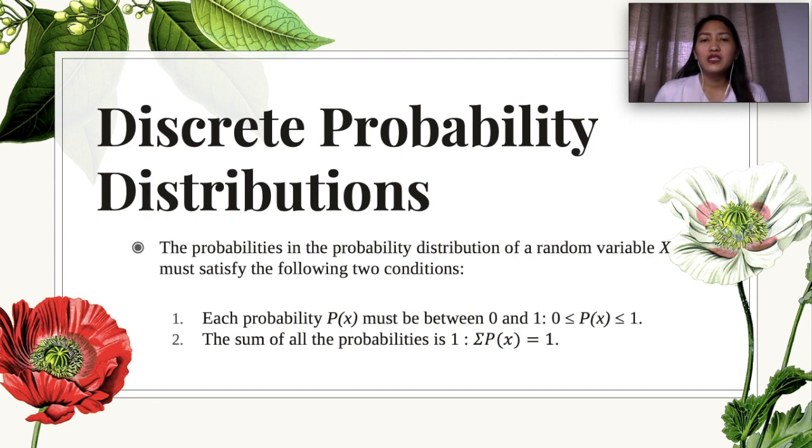So, the probabilities in the probability distribution of a random variable X must satisfy the following conditions. Each probability must be between 0 and 1. We already studied this in our lesson that a probability is a number between 0 and 1. And then, the sum of all probabilities is 1.